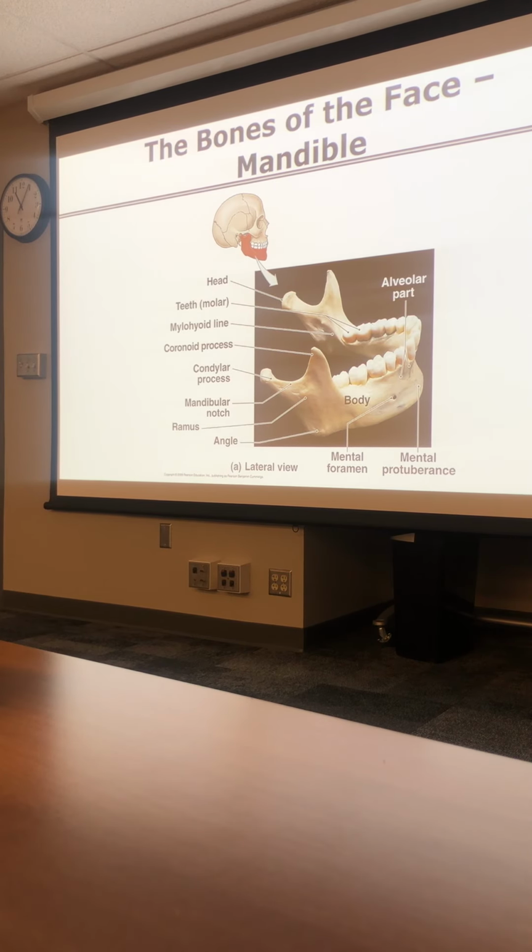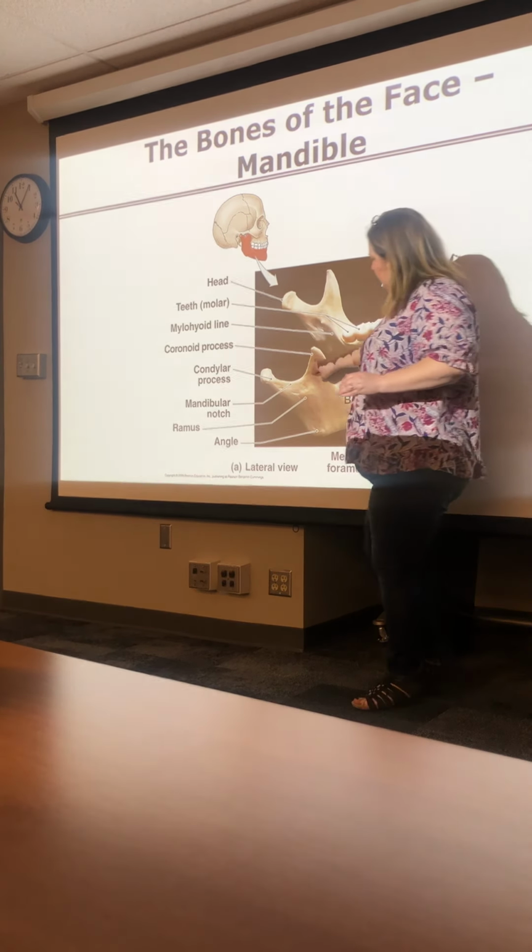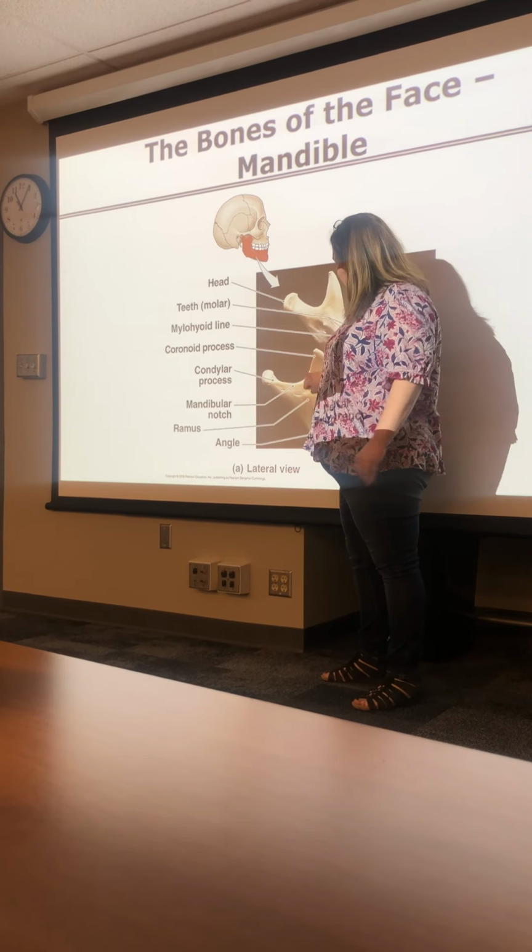So the temporalis muscle, can you say that one more time? Temporalis muscle is going to attach or insert onto the coronoid process. It's a forceful muscle for closing the mouth. Separating the two processes is the mandibular notch. So this is the mandibular notch.